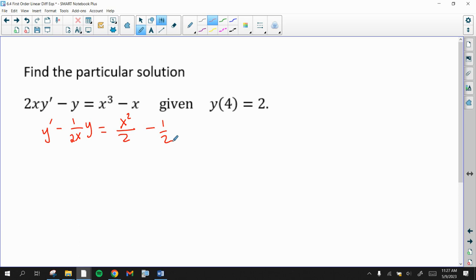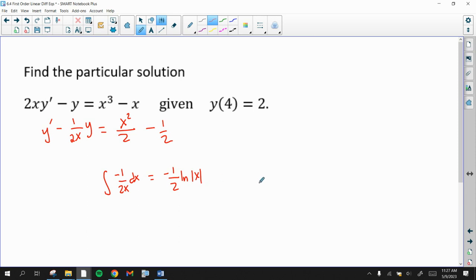So first, we're going to look for the integrating factor, which is the negative 1 over 2x, the part in front of the y. And we're going to integrate that. So negative 1/2 is constant. This is just negative 1/2 ln of x, pretty easy.